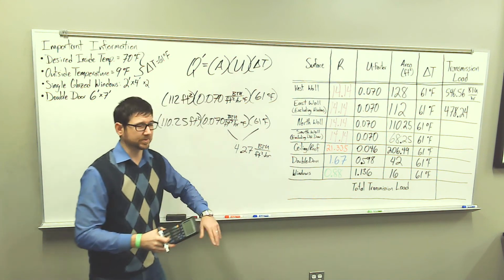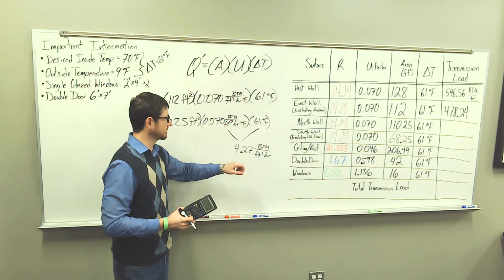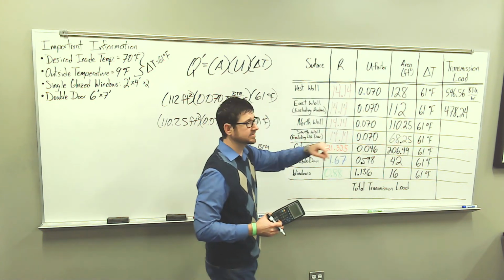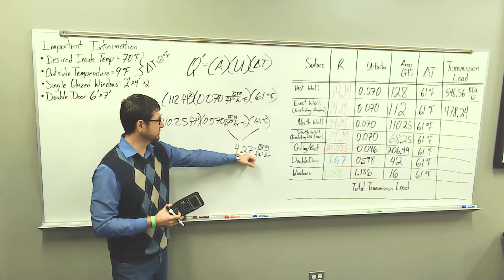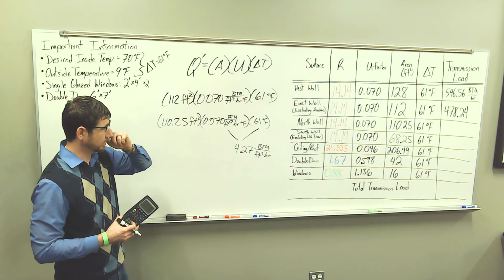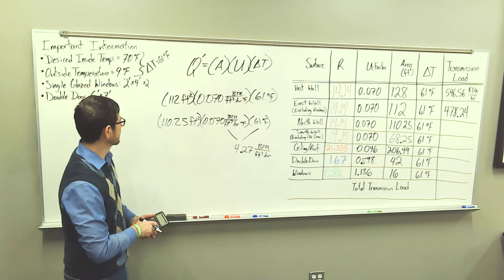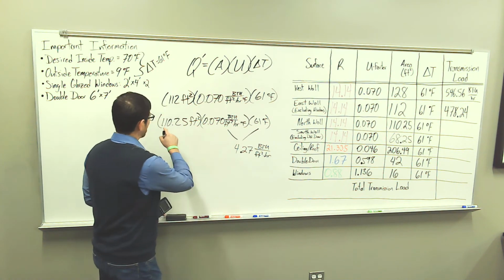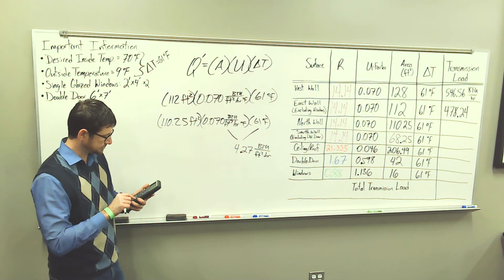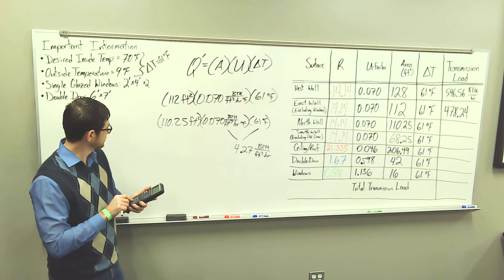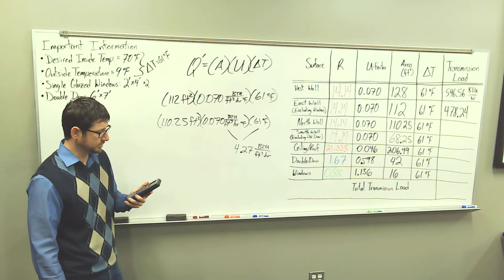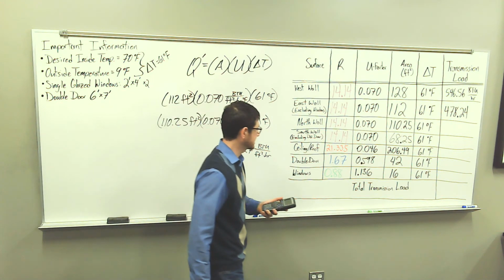Here we can come up with an algorithm when we have the same U factor and delta T. We can use this value and multiply it by the area of our remaining walls. Okay? So 110.25 times 4.27 will give me 470.76.